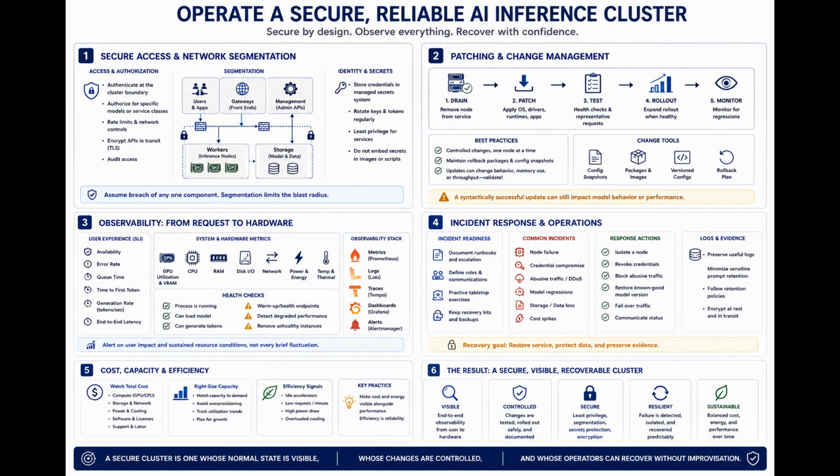Prepare for incidents. Preserve useful logs without retaining sensitive prompts longer than policy allows. Define how to isolate a node, revoke credentials, stop abusive traffic, restore a model version, and communicate service degradation. Review cost and energy consumption alongside performance. Idle accelerators and overloaded cooling are operational signals. A secure cluster is one whose normal state is visible, whose changes are controlled, and whose operators can recover from failure without improvising access or data handling.